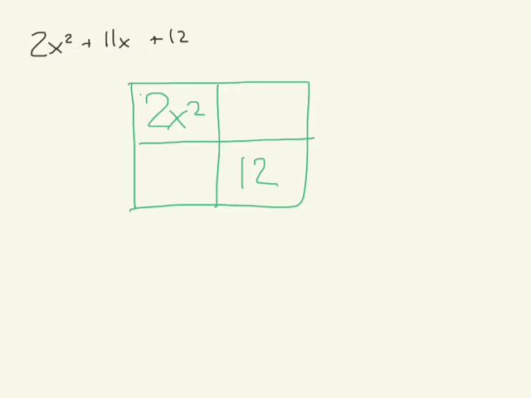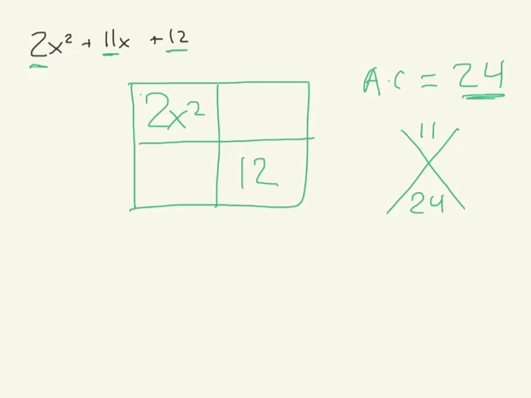Now what we have to do is multiply a times c. So a times c right here is equal to 24. What we want to do is find two numbers that multiply to equal 24 and combine to equal 11. So we can just do a little cross method action here. So we've got 24 and 11.